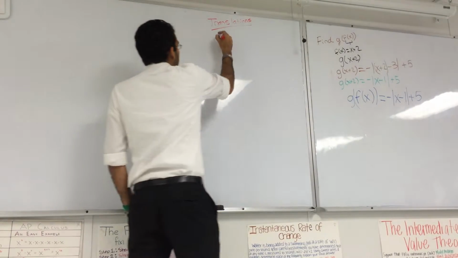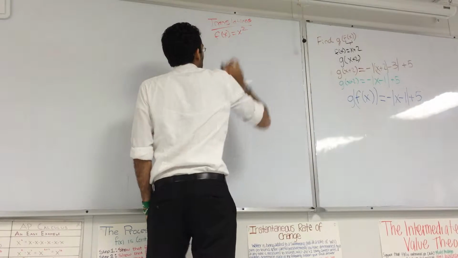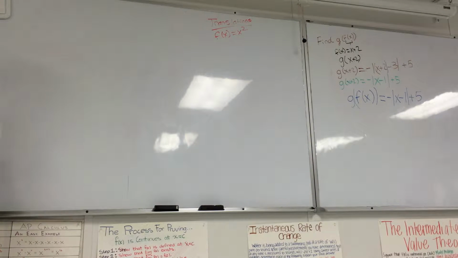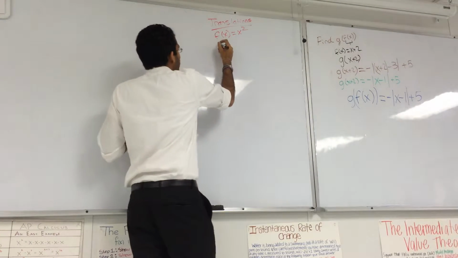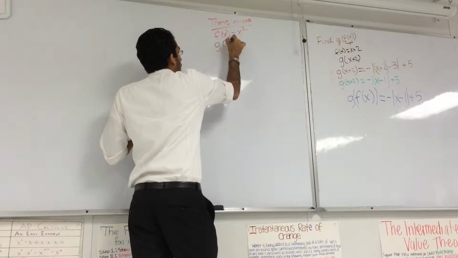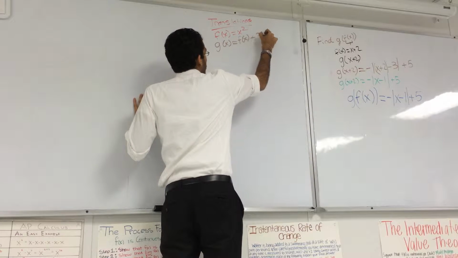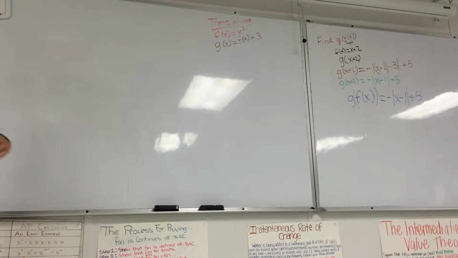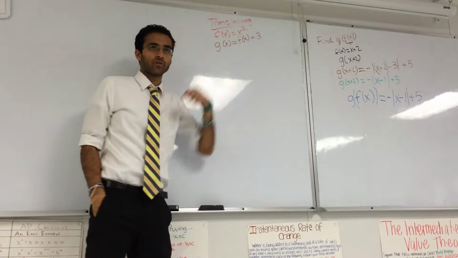So, let me start with something. Imagine I said f of x equals x squared. And then I said the following: g of x equals f of x plus 3. So I've got f of x equals x squared, and g of x equals f of x plus 3.